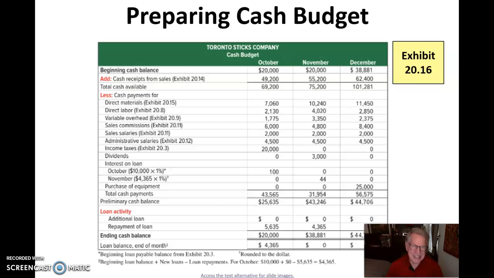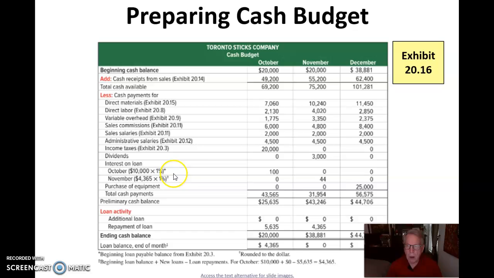All right, so at the end of all this, we need to prepare that cash budget. And we have beginning cash balances here. And we're going to add the cash receipts that we've previously calculated. And that gives us the total cash that we have available here. And then we have cash payments. We have them for direct materials, direct labor, variable overhead, sales commission, sales salaries, etc., all the way down. And of course, our income taxes, and dividends every quarter or something like that.